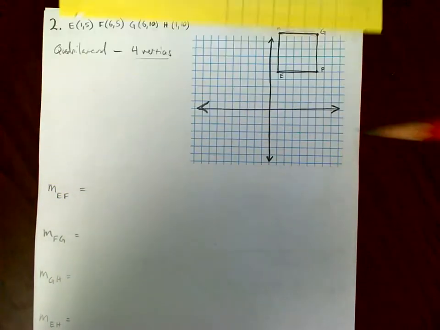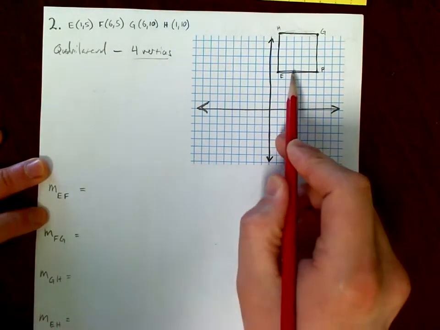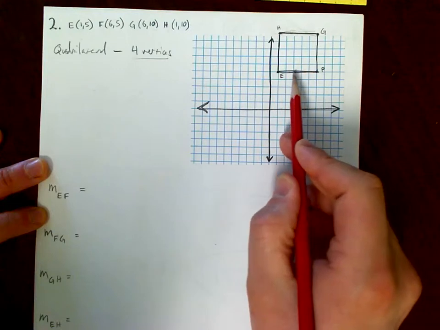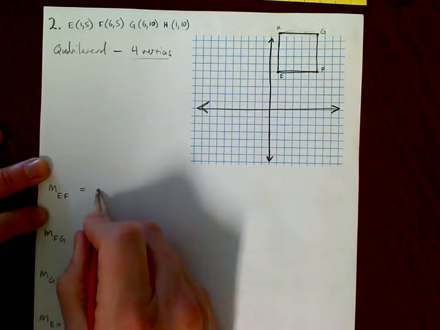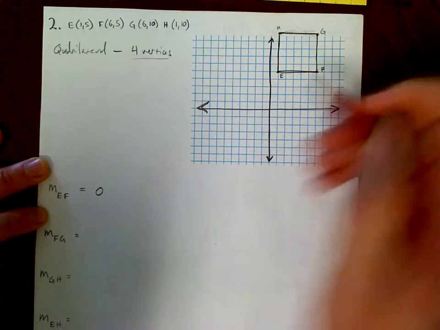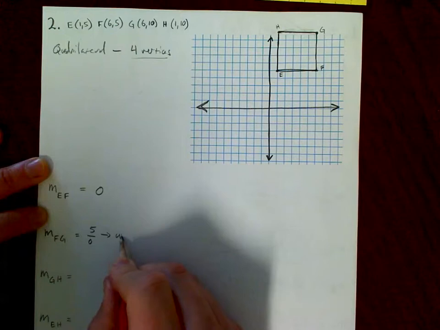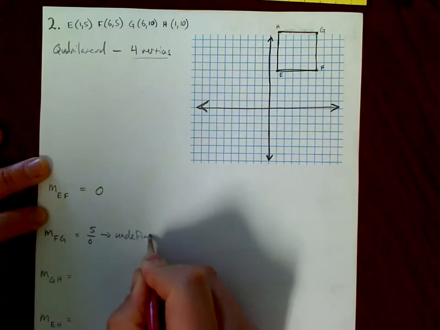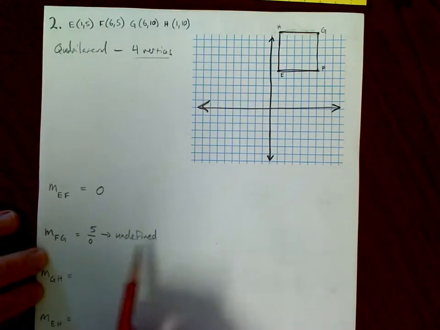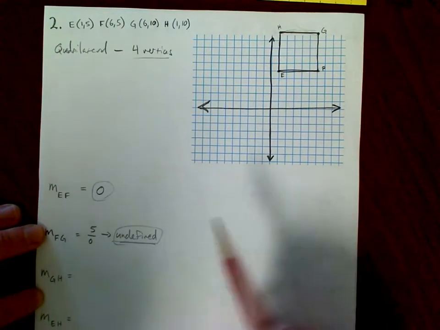All right, next, I'm going to figure out, is this thing a trapezoid or a parallelogram or neither? I'm going to use the slopes to determine that. So the slope of EF, if I look right here, it's going up 0. That's a flat line, so the slope is 0. Slope of FG, well, it goes up 5 and over 0, and that is an undefined slope. So this is the slope of FG. It's undefined. This is the slope of EF.